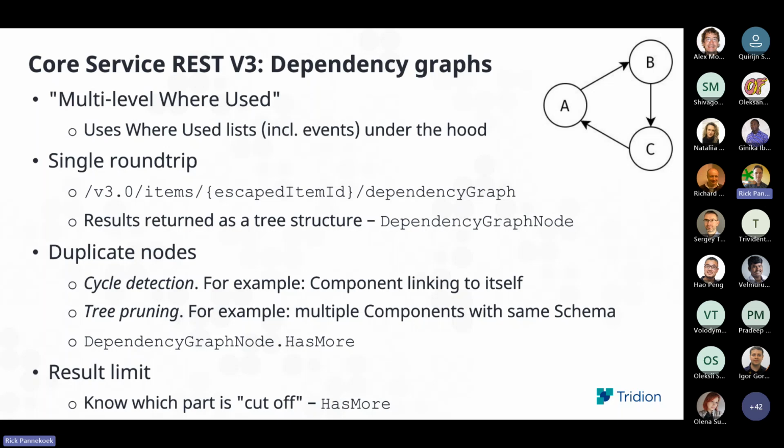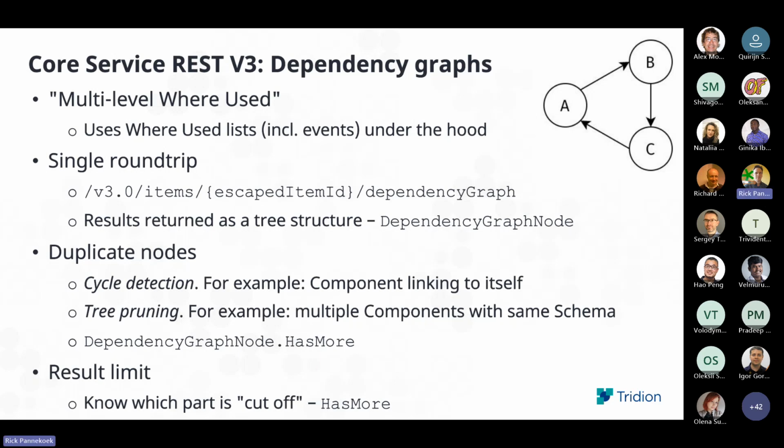And last but not least, we also put a result limit on this, because again, you can imagine this can quickly become a really big tree. So you can't just return an arbitrarily big tree there. So you can specify a result limit on this. This is the maximum size of the tree I want to have.